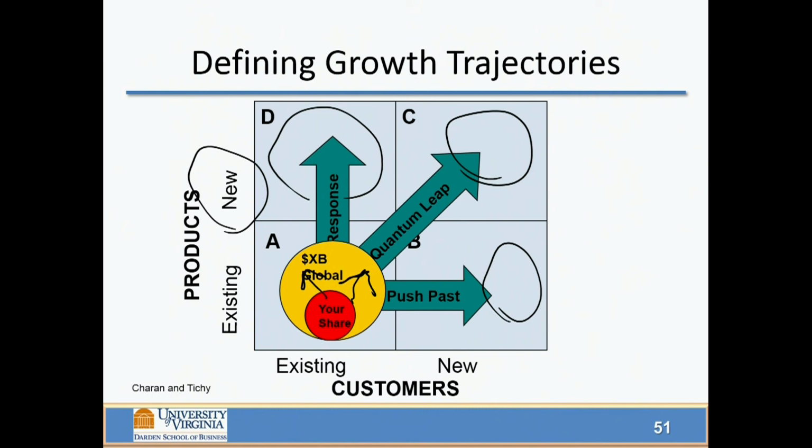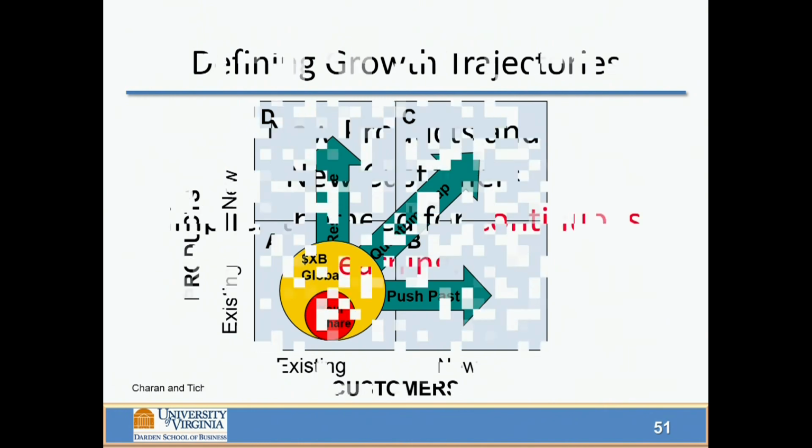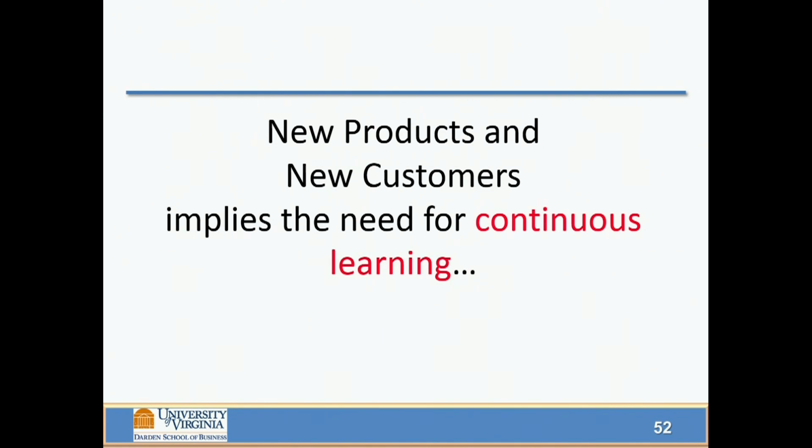So this idea that Ansoff had about developing this matrix of products and customers, and the notion of how could we expand our business, implies the notion of the need for continuous learning. If we're going to get new products and or new customers, we're going to have to learn how to do business in a different country. We're going to have to learn how to develop new products, and maybe to do that on a regular basis.